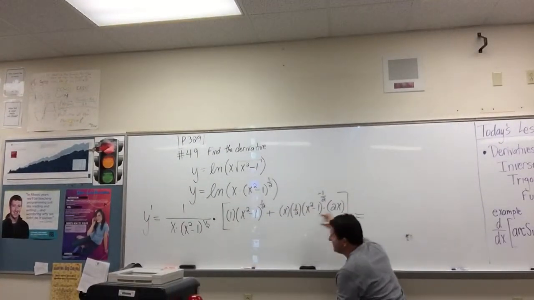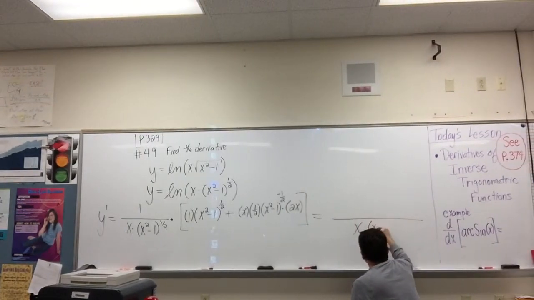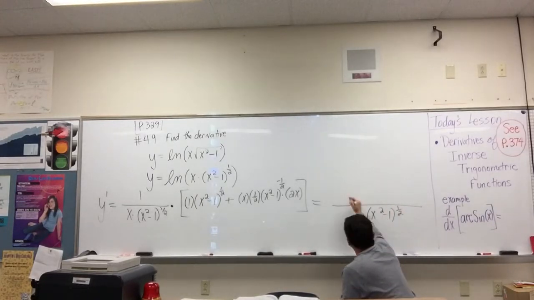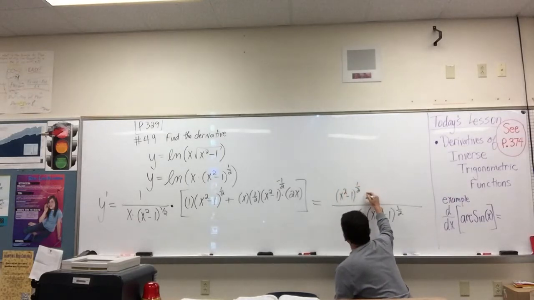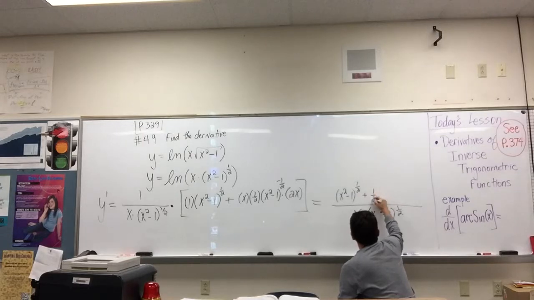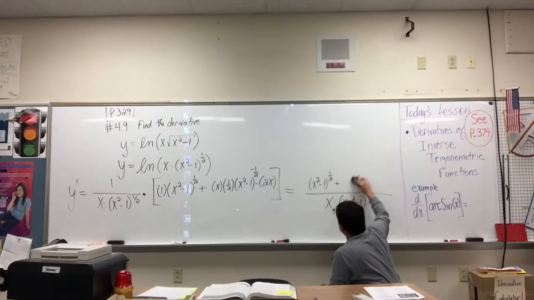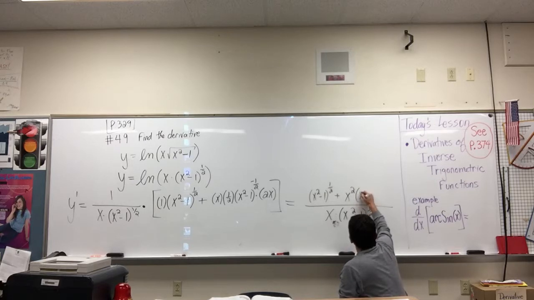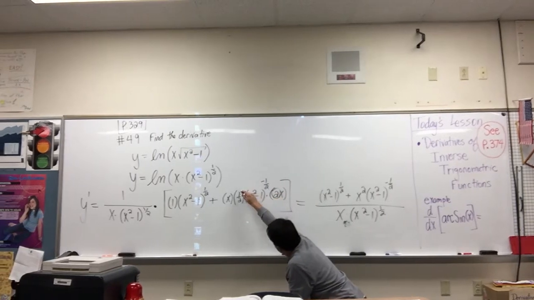This whole thing in the brackets is actually in the numerator. So I'm going to put this whole thing over x times x squared minus 1 to the 1/2. That's the bottom. And so up on the top here, it's x squared minus 1 to the 1/2 plus 1/2 x. Oops, the 2's cancel, the 1/2 and the 2. So this is x squared times x squared minus 1 to the negative 1/2.